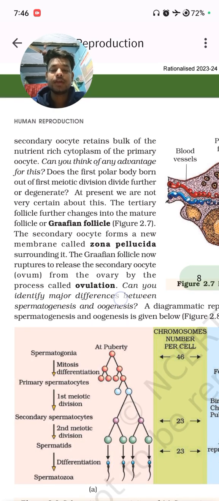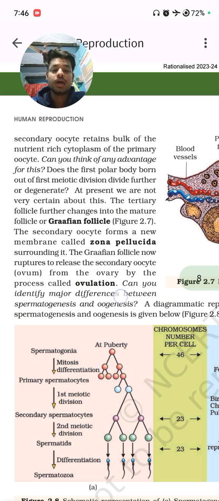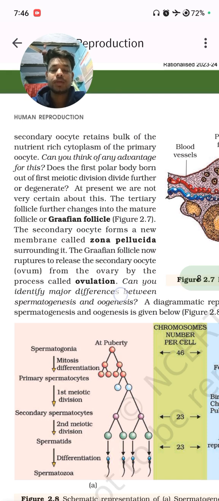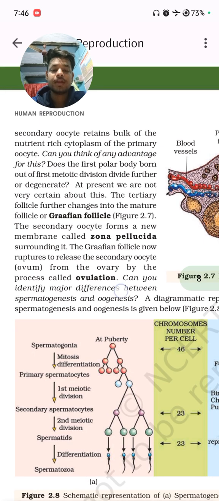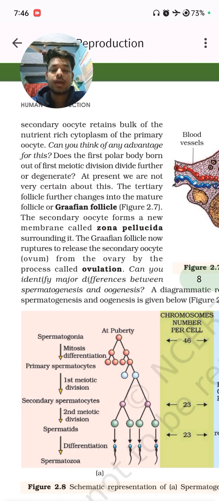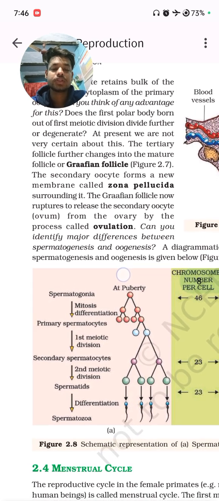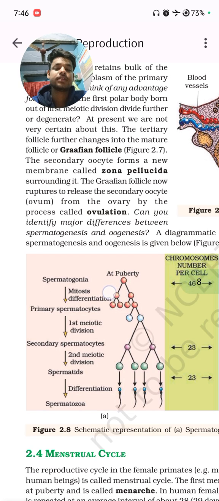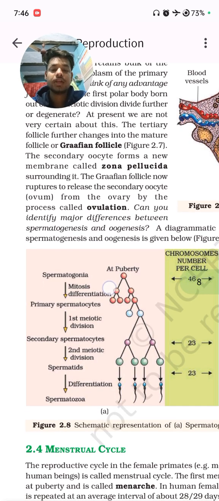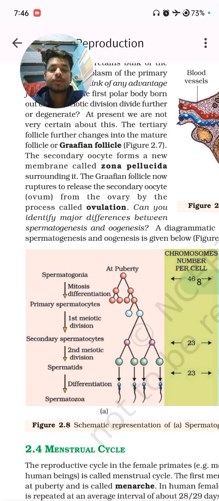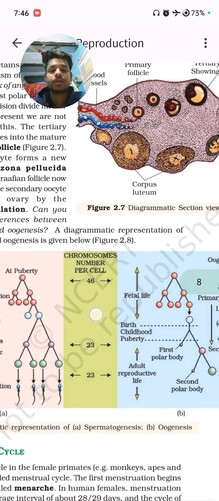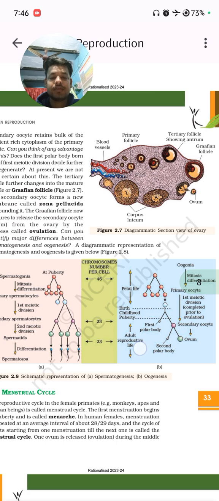At present, we are not very certain about that. The tertiary follicle further changes into a mature follicle, the Graafian follicle. The secondary oocyte forms a new membrane called the zona pellucida surrounding it. The Graafian follicle now ruptures to release the secondary oocyte, the ovum, from the ovary by the process called ovulation. Can you identify the major differences between spermatogenesis and oogenesis? Spermatogenesis and oogenesis are given in Figure 2.8.